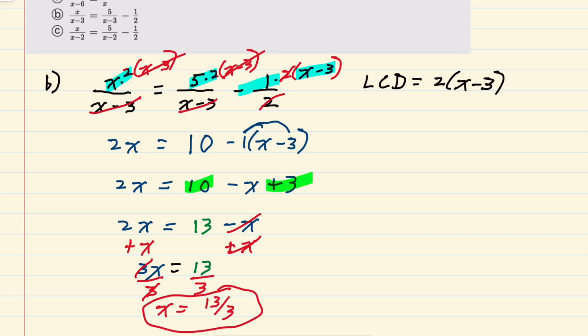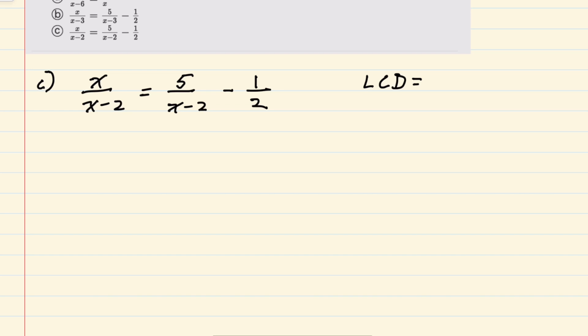Moving on to example C, similar to example B, we have more than just a fraction on that right hand side, so I can't cross multiply. I'll use the lowest common denominator, which here is 2 times x minus 2, and I will multiply every term on the left hand side by that 2 times x minus 2, and every term on the right hand side gets multiplied by that same 2 times x minus 2.